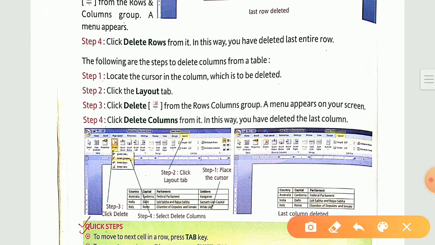You have to locate the cursor in the column which is to be deleted. Again, step number 2 is also the same. You just have to click on the layout tab. Step number 3 is also the same. Click delete from the row column group. A menu appears on the screen. The first 3 steps are exactly the same. Now see the fourth one. Click delete column from it. In this way you have deleted the last column.